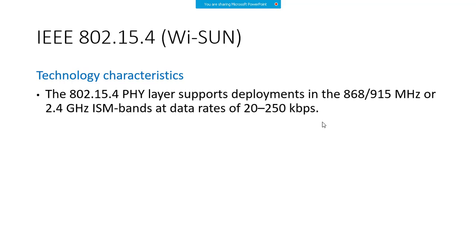Now, what are the technology characteristics? The 802.15.4 physical layer supports deployments in the 868/915 megahertz or 2.4 gigahertz ISM band. ISM stands for industrial, scientific and medical bands, right? At a data rate varying from 20 to 250 kbps. This is very important, you should understand.